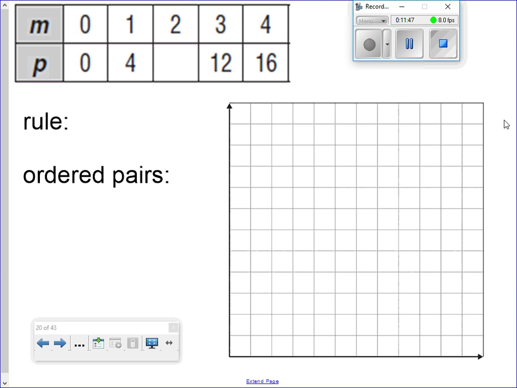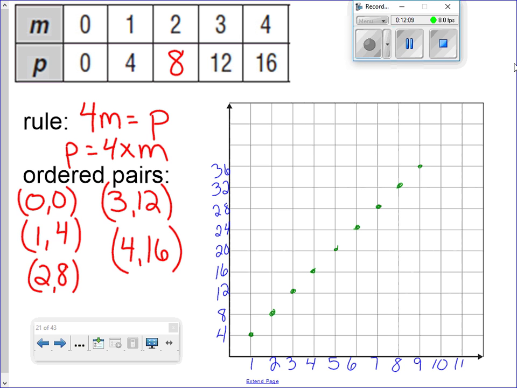All right, I want you to use the information you see on your screen and a grid, complete the table, find the rule, write the ordered pairs, and then label your x and y axis and put the ordered pairs on your grid. Go ahead and pause the video and complete all of that. This is hopefully what your information looks like. The rule can be written in a few ways. Just make sure you're multiplying m and 4. The p is the part that's by itself.